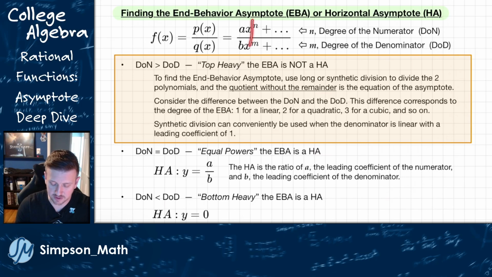If we compare, for our top heavy situations, the degrees of the numerator and the denominator, if they're different by 1, then our end-behavior asymptote will be linear. Difference of 2, it'll be quadratic, 3 for cubic, and so on. And lastly, we can use synthetic division if it works for us conveniently, meaning specifically the denominator is linear and it has a leading coefficient of 1.